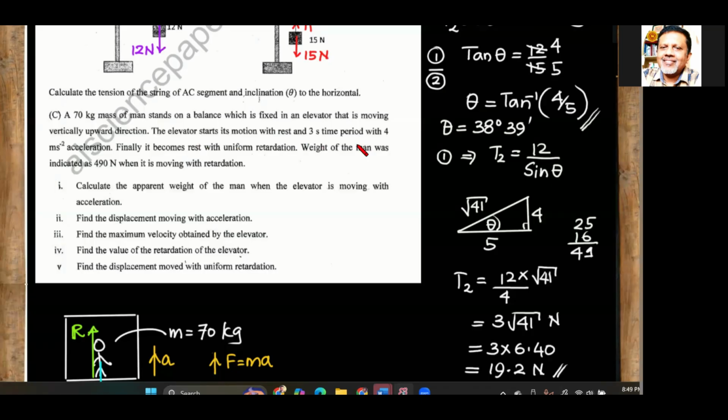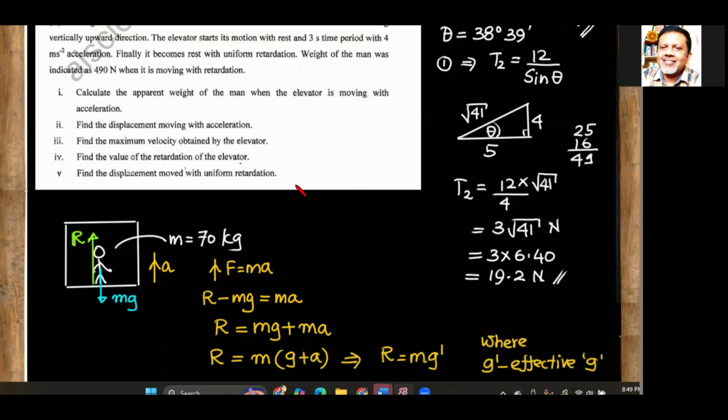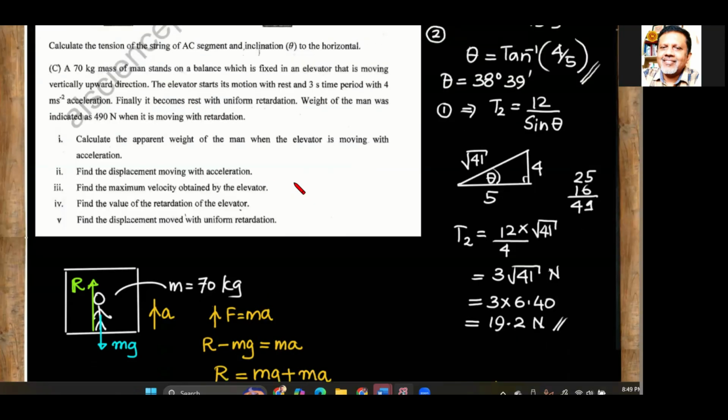So initially it is accelerating, right? Finally it comes to rest with uniform retardation. The weight of the man was indicated as 490 Newton when it is moving with retardation. Okay, 490. Calculate the apparent weight of the man when the elevator is moving with acceleration. Right? Okay. So what is the acceleration?